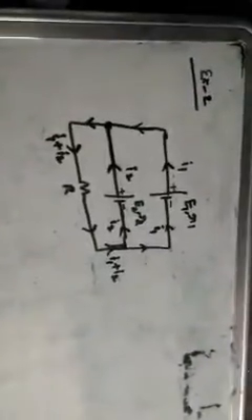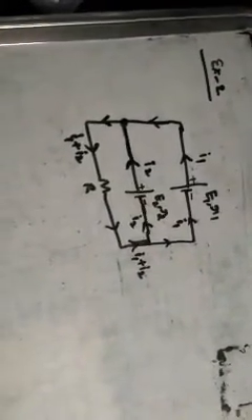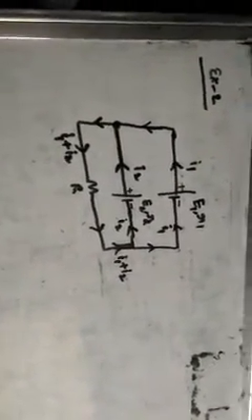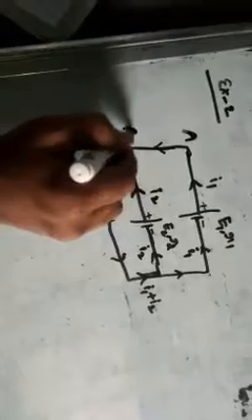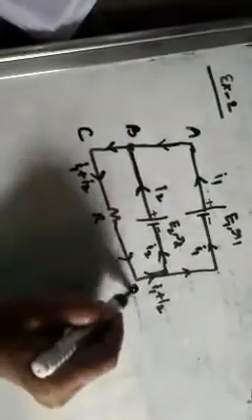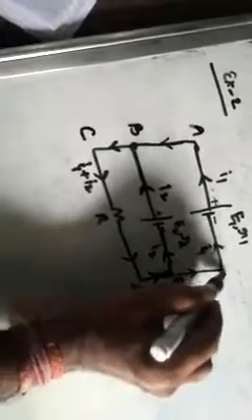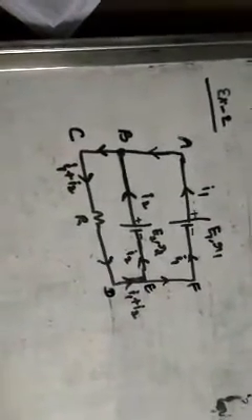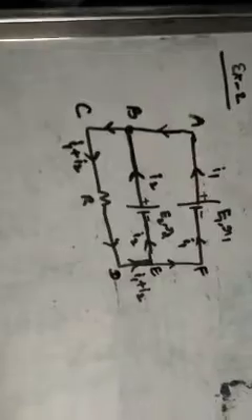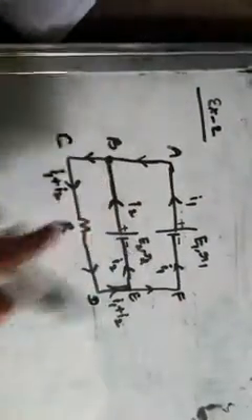Now applying Kirchhoff's voltage law. Again I am saying the loop direction is our choice. First of all I am naming the loop. Naming the loop means here A, B, C, D, E, F, like this I am taking the loop names. Very carefully you can see. One more important point here: two circuits are there. This is one closed loop and this is one closed loop.